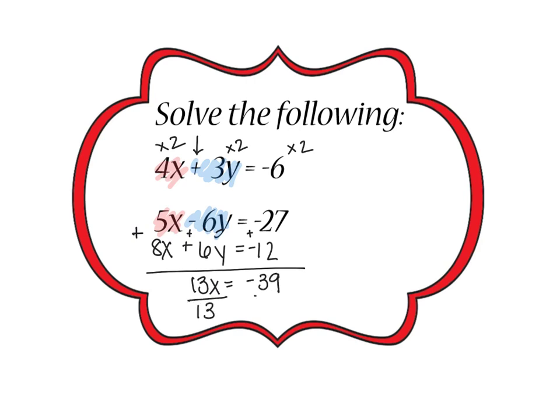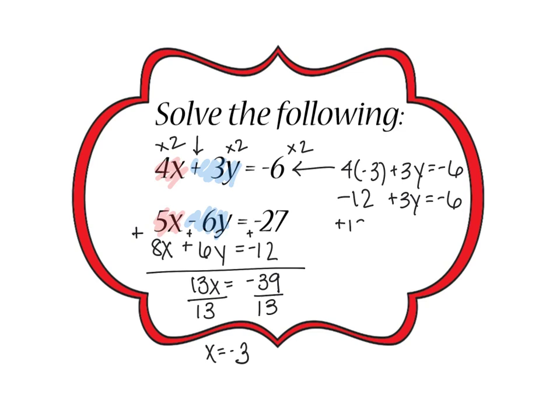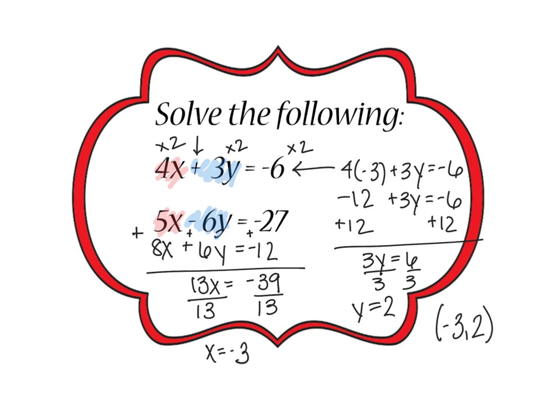And when I divide both sides by 13, I get x equals negative 3. I'm going to plug that back in. I'm just going to choose the top one. I have 4 times negative 3 plus 3y equals negative 6. 4 times negative 3 is negative 12, plus 3y equals negative 6. I would add 12 to both sides. I get 3y equals 6. And when I divide by 3, y equals 2. So this ordered pair is negative 3, 2.